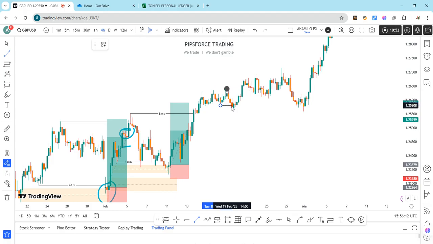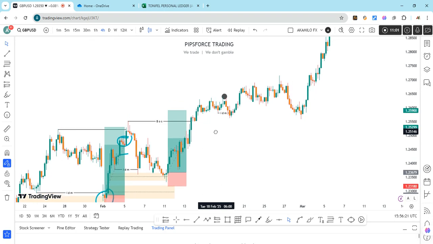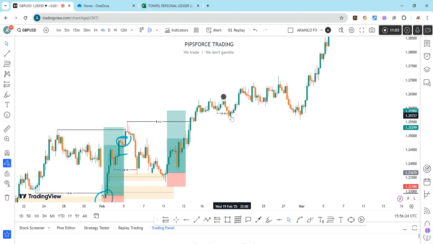So when price takes this inducement, that is the liquidity resting there. Hence we are expecting price to take it, and we move to an upside. So after price takes it, that's taking the liquidity.